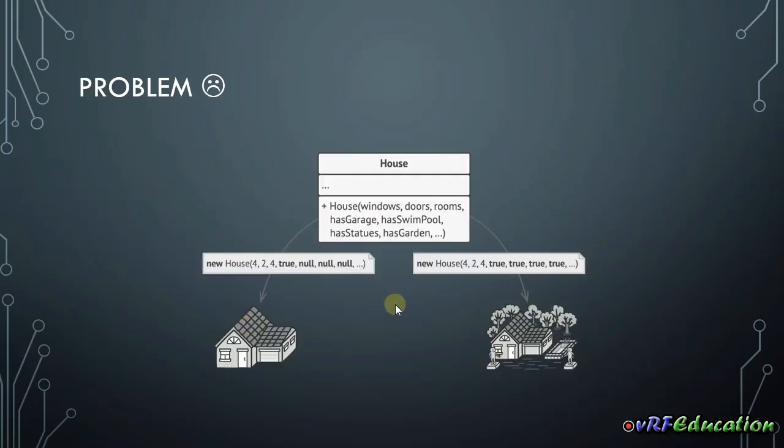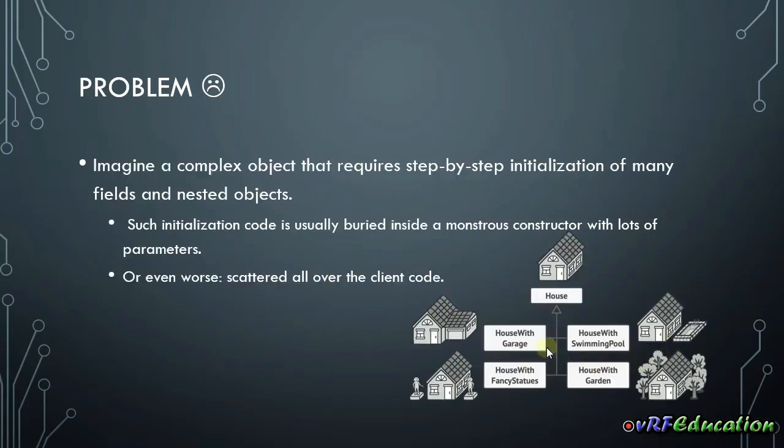Something like this. We have a house object and we need to pass a lot of objects, for example, number of windows, number of doors, number of rooms, has garage, has swimming pool, and the other ones. And based on the constructor initialization, we get one of these objects that we saw in previous slides. So here we need to do a lot of initialization inside the constructor, and the code will be somewhat ugly and lead to some spaghetti code.